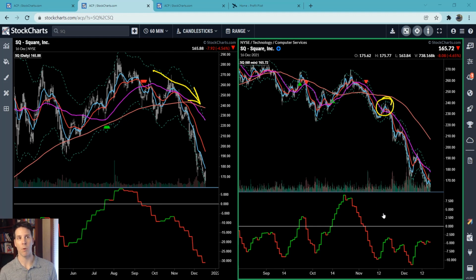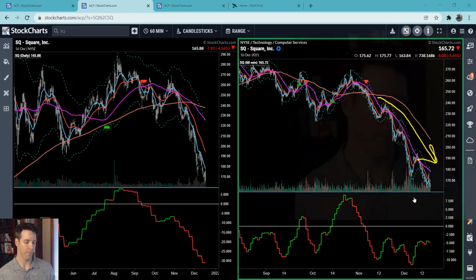Even though price popped up over the hourly 50, notice how far below zero the Moxie indicator is. Very far. And other than that, the hourly 50 is just in a giant downtrend. So step aside, or if you want to short trade this stuff, but don't go long.